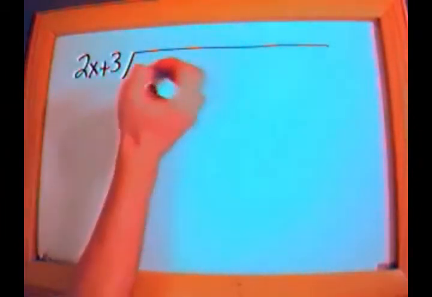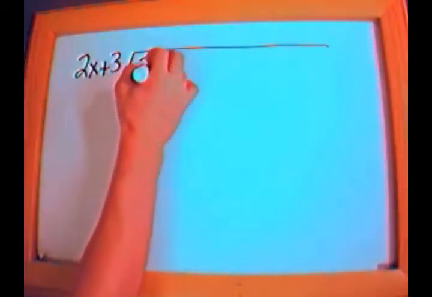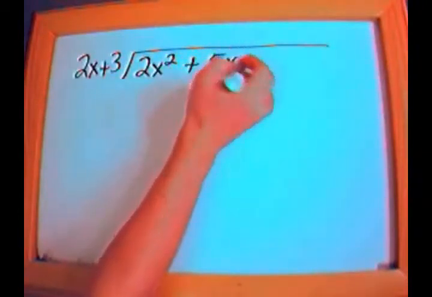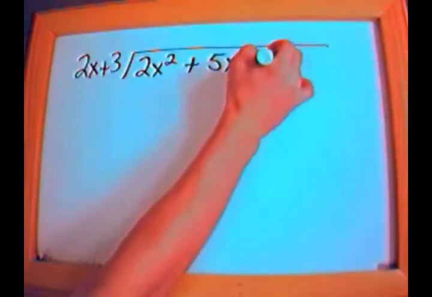Okay, I'm going to do two more problems, and these are going to be a little bit more complicated because they're going to have a remainder at the end. Let's see how this happens. What if you had 2x plus 3 divided into 2x squared plus 5x plus 2.